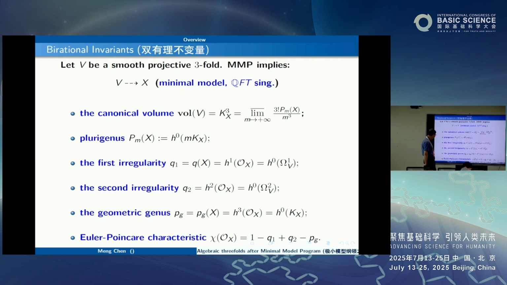Okay, and we have other birational invariants such as irregularities. First irregularity, h^1(O_X). Second irregularity, or geometric genus. And finally, maybe the Euler characteristic.